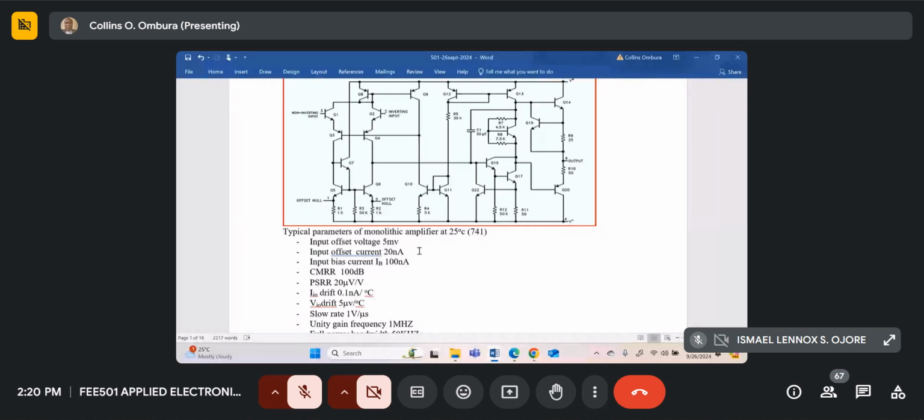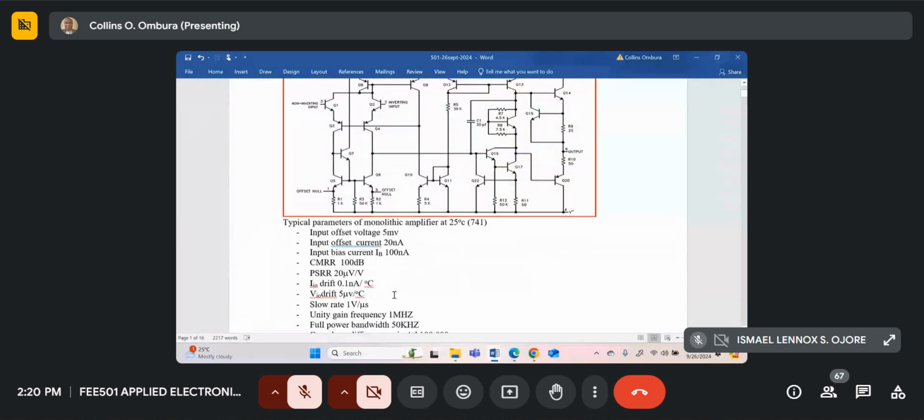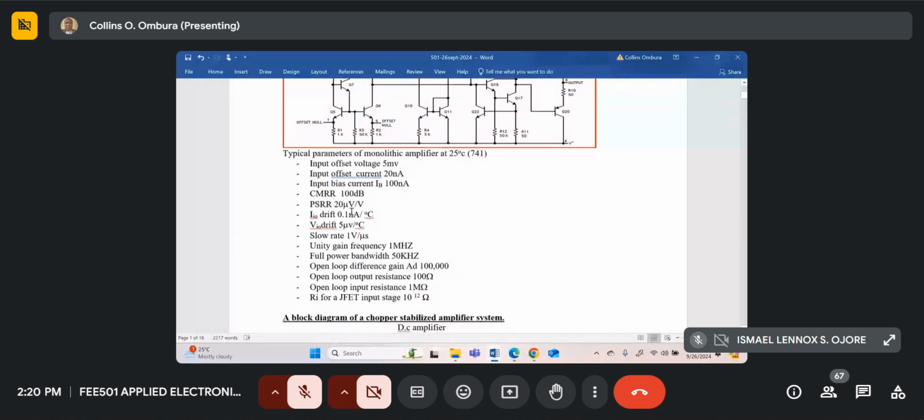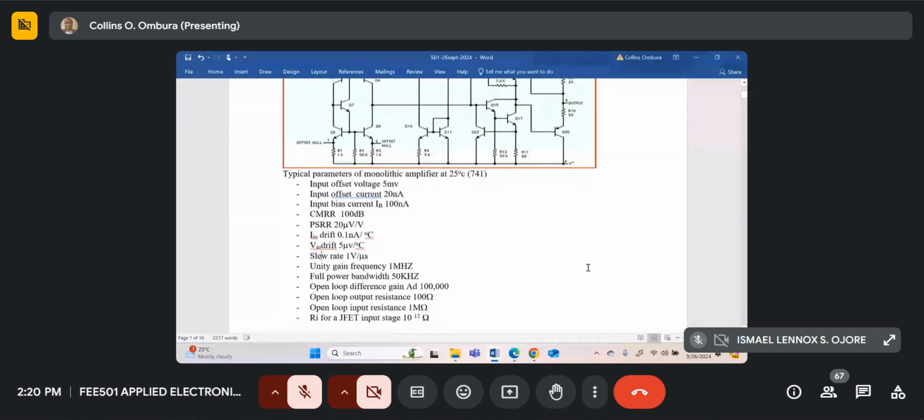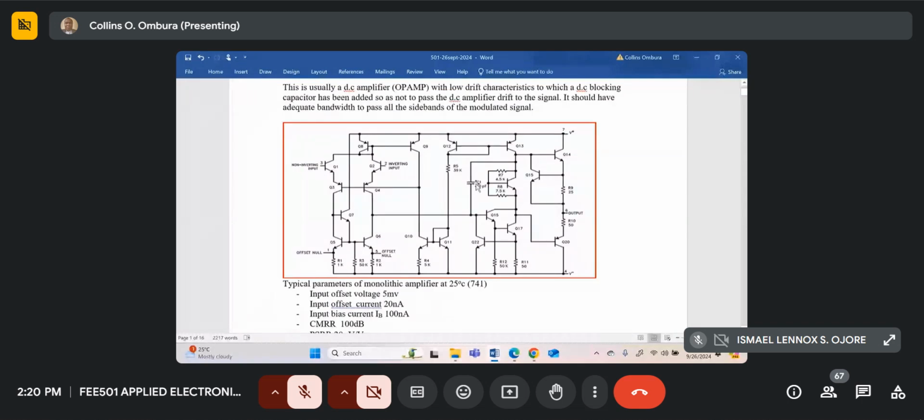That tells you how well the power supply, when it changes, interferes with the output. Now, I won't waste time going through all of this. We talked about IO drift, VO drift, and this is supposed to be the slew rate. I've spelled it wrongly. It's supposed to be slew rate, which is what we ended with in the last class. And I said that the slew rate is determined by this capacitor C1.